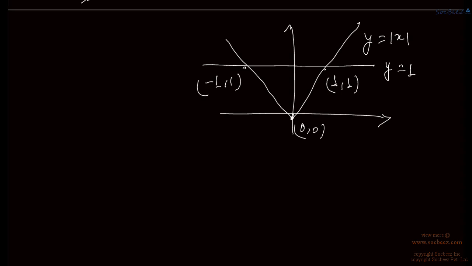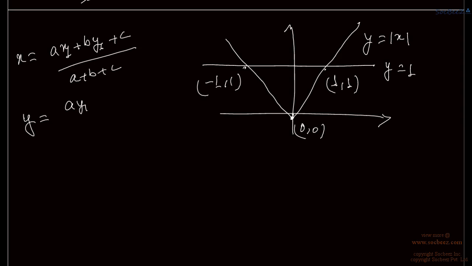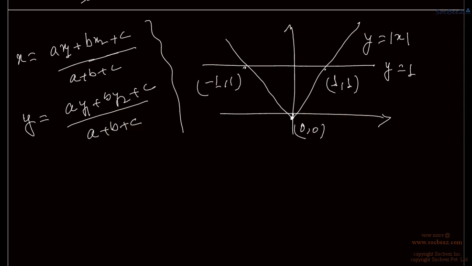There is a formula for incenter. X coordinate of incenter is ax1 plus bx2 plus cx3 upon a plus b plus c, and y coordinate of incenter is ay1 plus by2 plus cy3 upon a plus b plus c. Okay, but we will not find the incenter by using this formula.